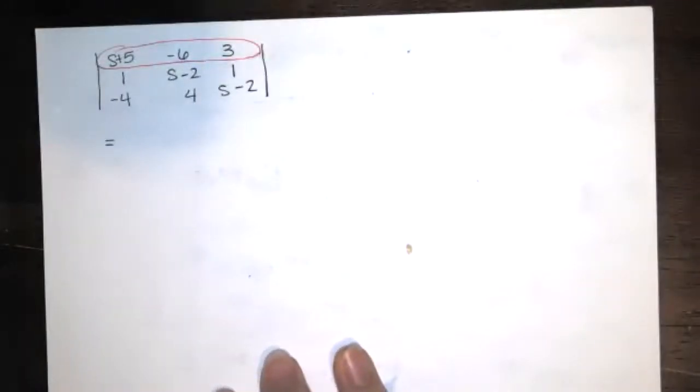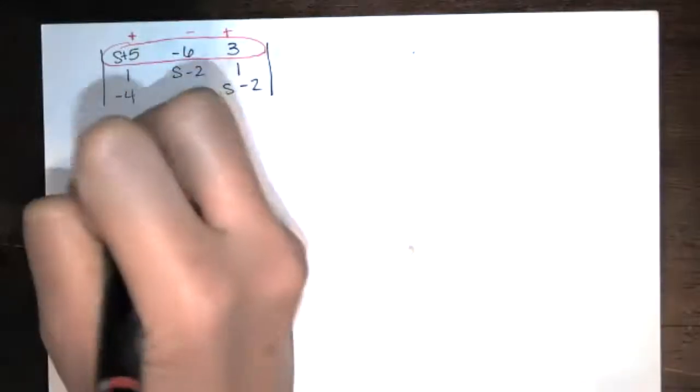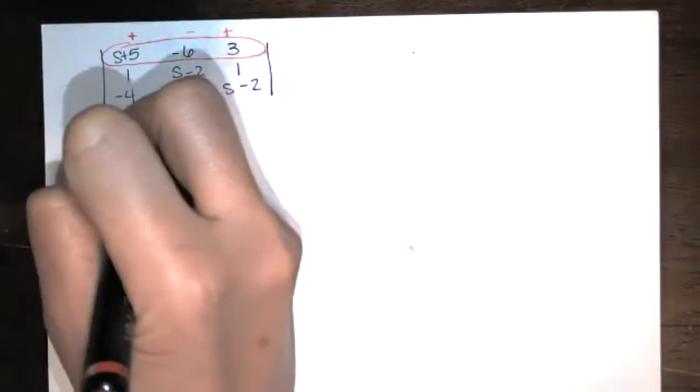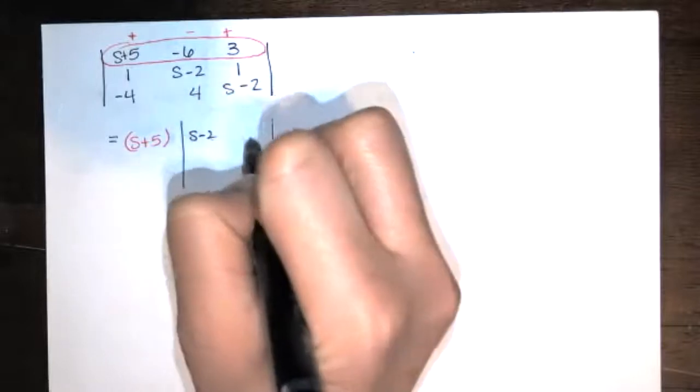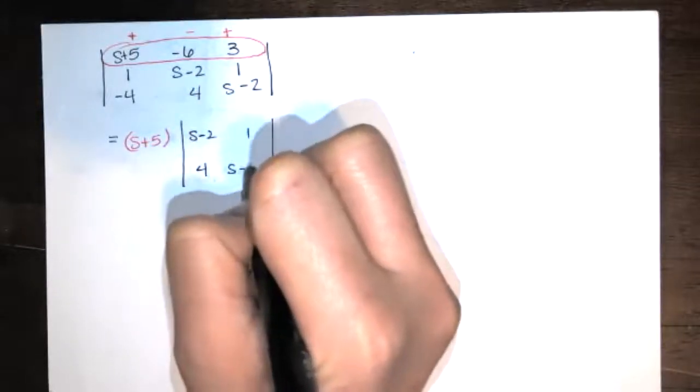And you can expand along any row or column you want. Since there aren't any rows or columns of zeros, I'm just going to expand along the top one. Remember that sign convention, it's plus minus plus. So we'll have plus s plus 5 times the determinant that comes from crossing out the row and column containing that s plus 5. So this is s minus 2, a 1, a 4, and an s minus 2.